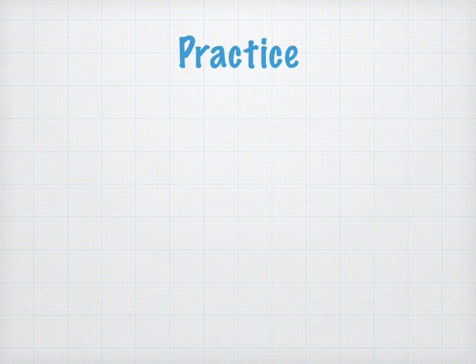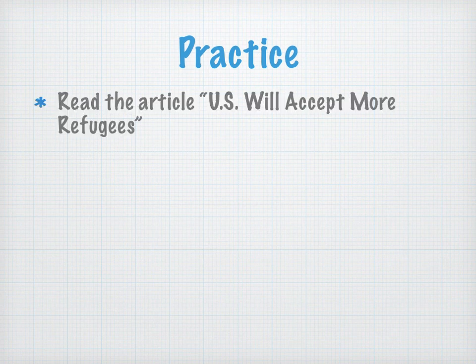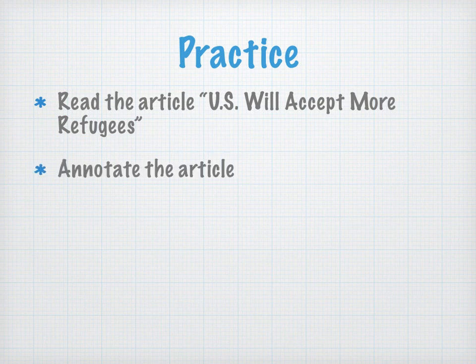Now, we're going to practice it. I really want you to give it the best try you can, even if this seems a little confusing. I know you can handle it. So you're going to go to Canvas, and you're going to read the article, "The U.S. will accept more refugees." You're going to annotate the article in Notability. If you would prefer paper, use your iPad to print the article to the KITC.